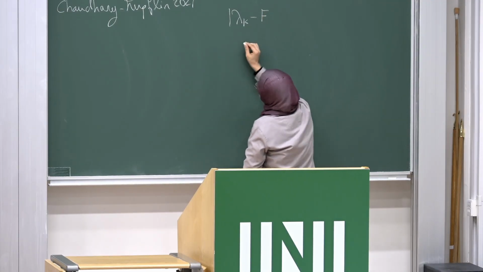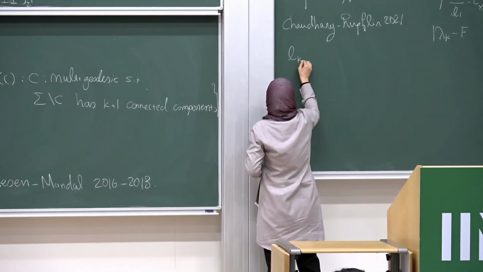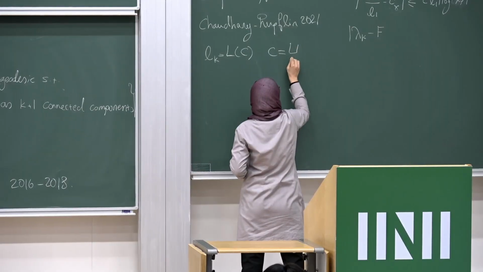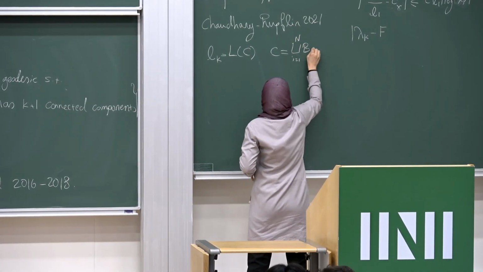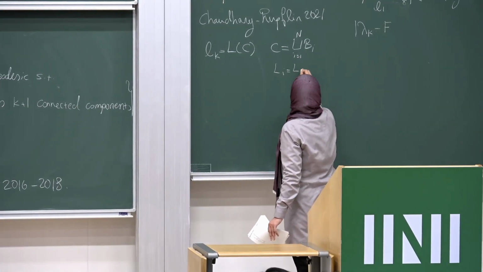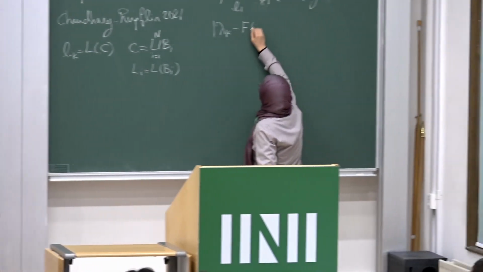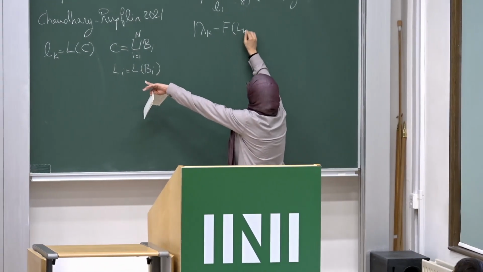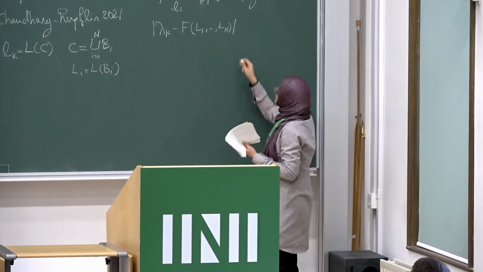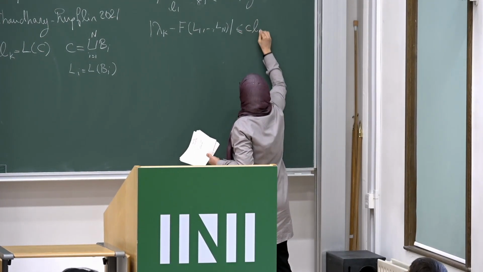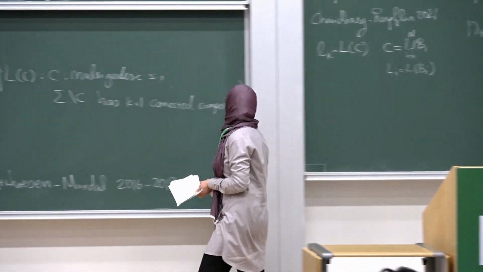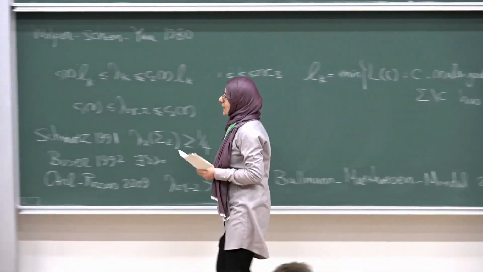So here they prove that if Lk is L of C and C is the union of these Bi and Li is the length of Bi, then this F depends on these Li individually, to capture the different rates at which they may shrink, and then here we have some constant Lk squared. So there is some condition that I'm not going to explain. Okay.